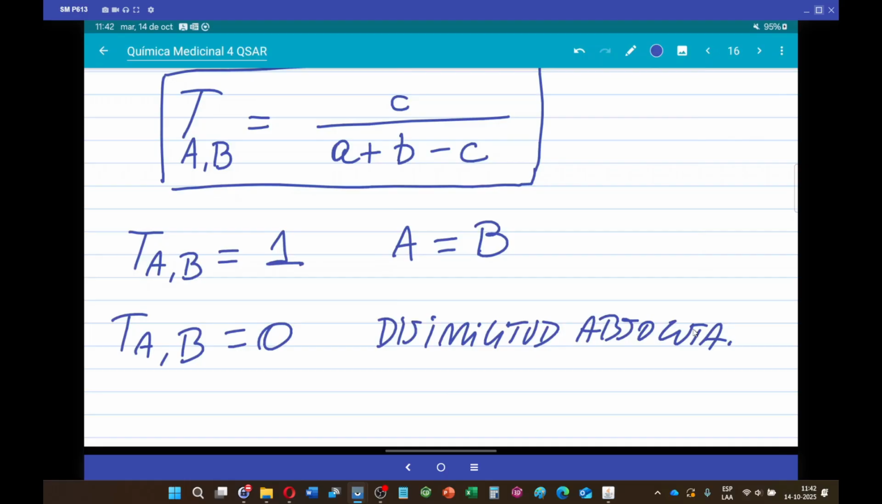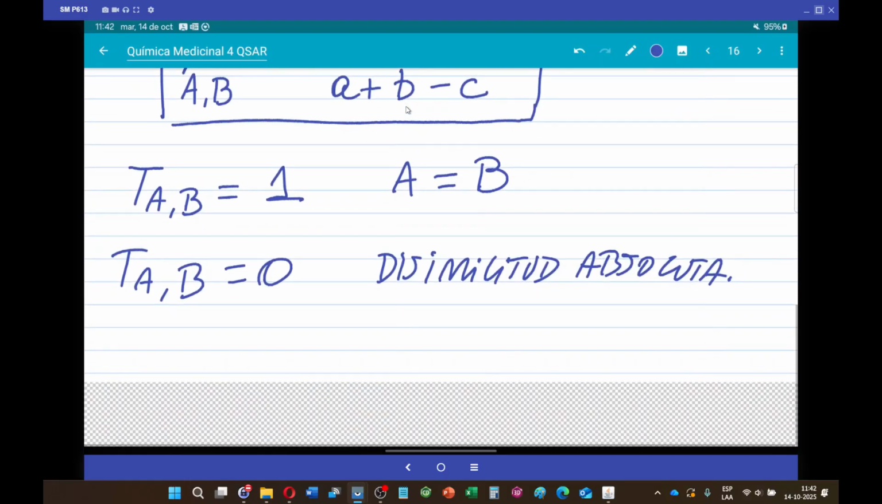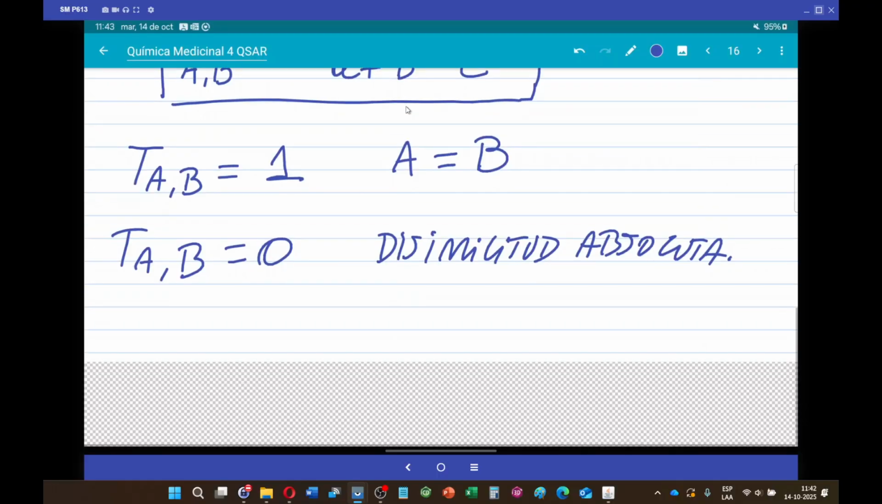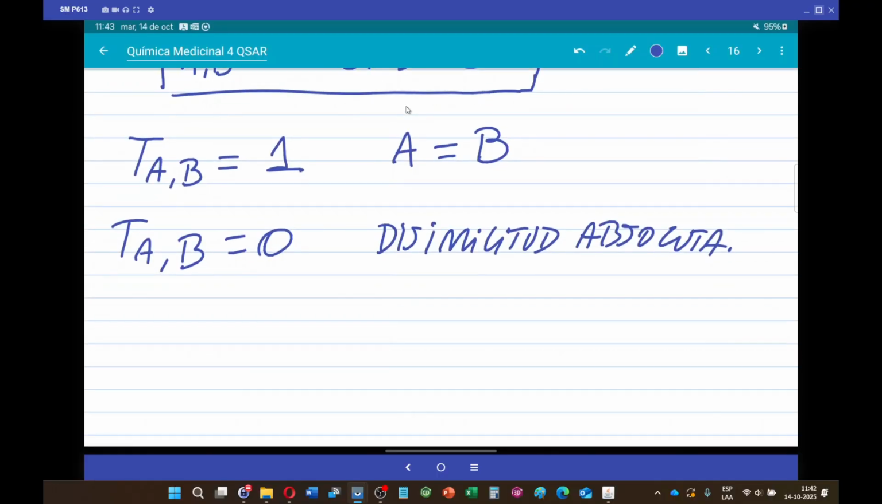For it to be 0, the value C that you see here would have to tend to 0. This value C has to tend to 0. So how can this be calculated? The strategy is the following. Obviously, you are not going to do it by hand, but the strategy is the following.